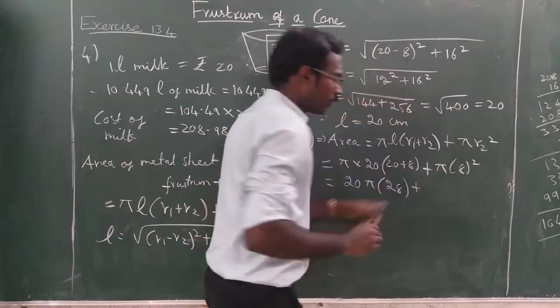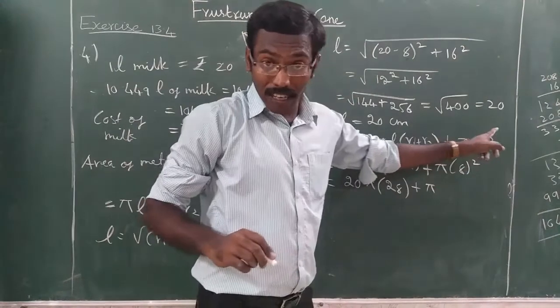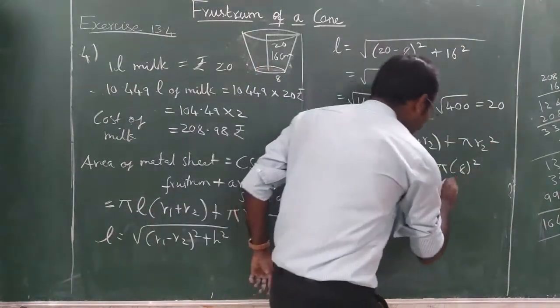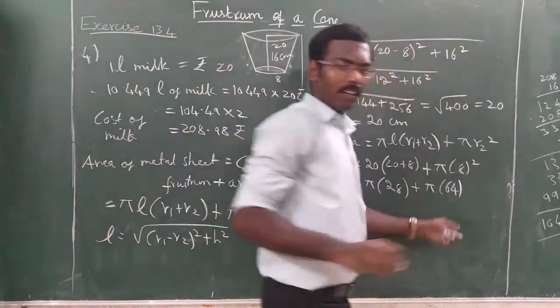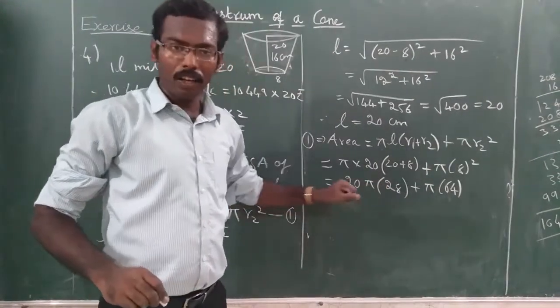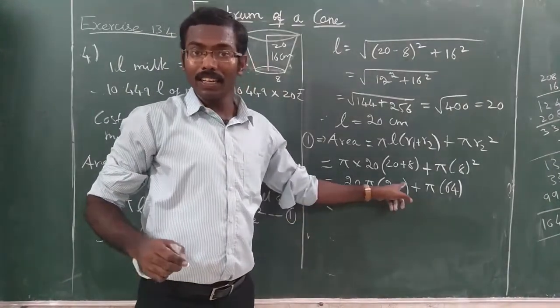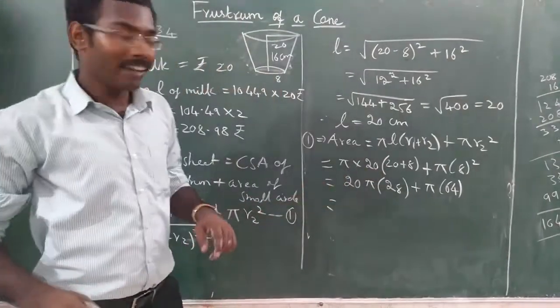28, plus pi into 8 square. 8 square is 8 into 8. 8 into 8 is 64. Clear? Okay. So now 20 into 28. How much? 20 into 28. 28 into 10 is 280. Okay. 280 into 2 is 560.